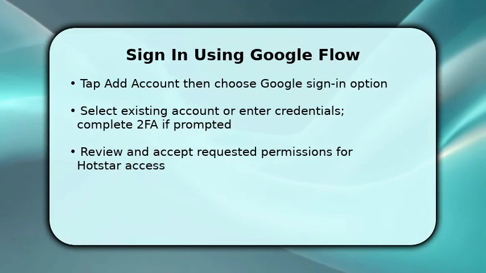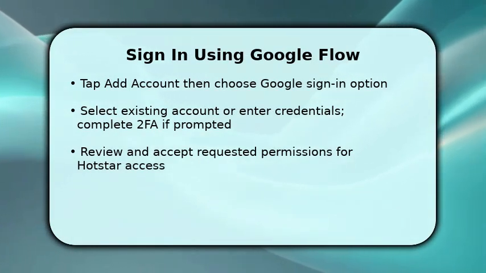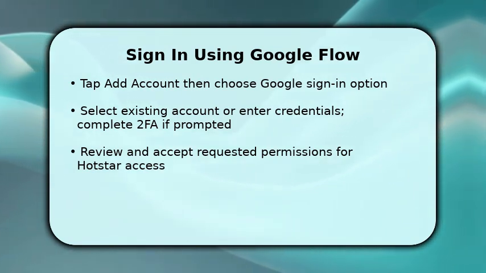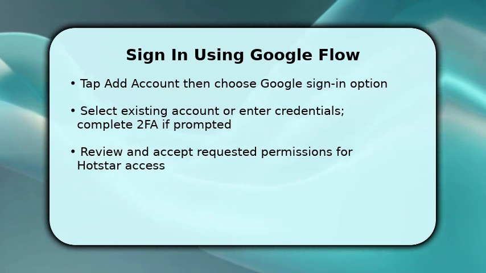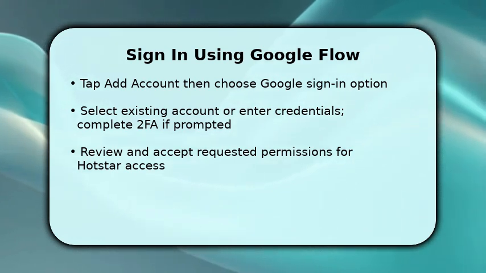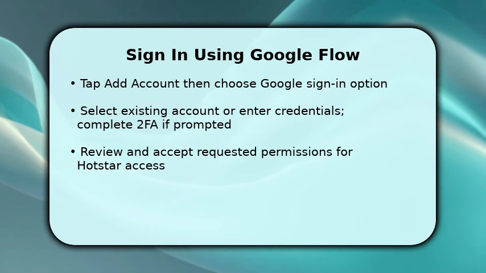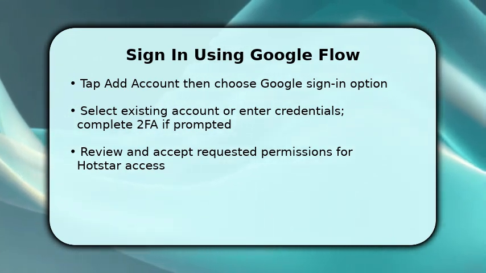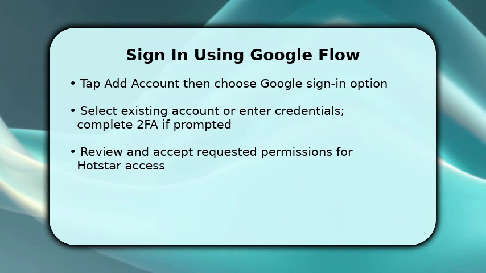Now follow the Google sign-in flow. Select Add Account, then choose Google. If your Gmail is already on the device, pick it. Otherwise, type the email and password. You might be asked for two-step verification, enter the code, or approve the prompt. Hotstar will request permissions for basic profile and email, accept those so playback and personalization work.